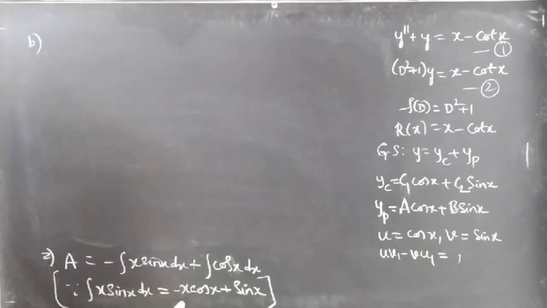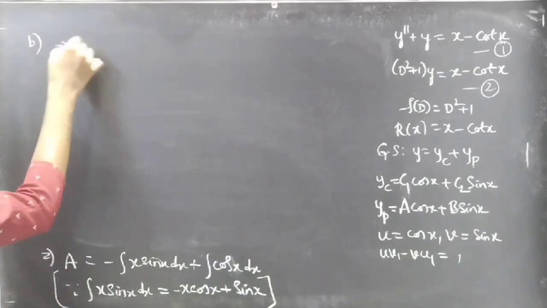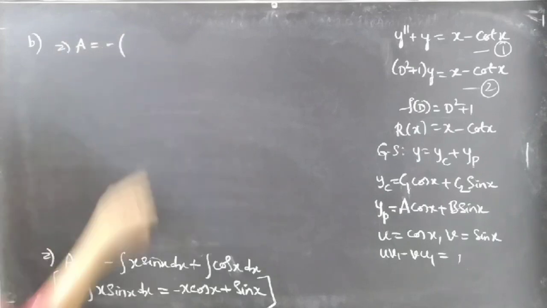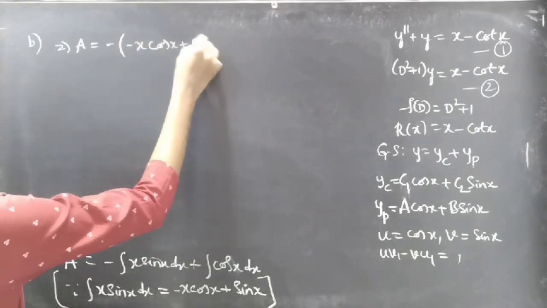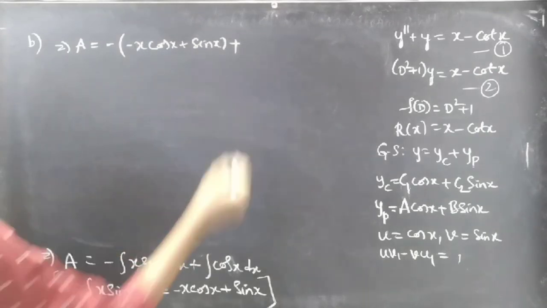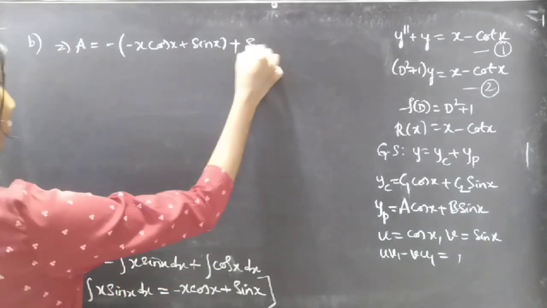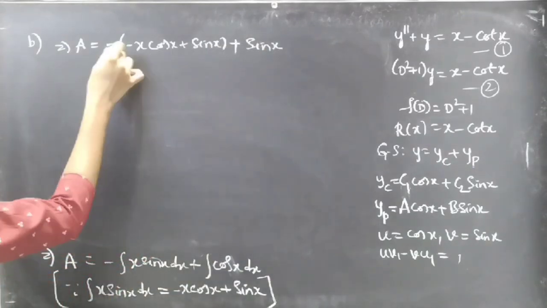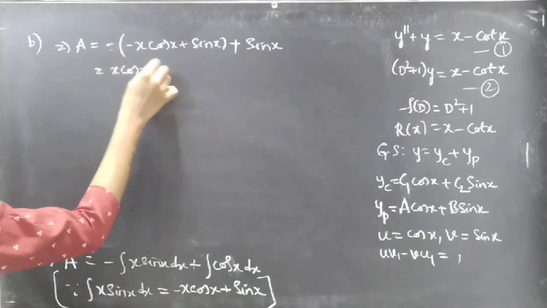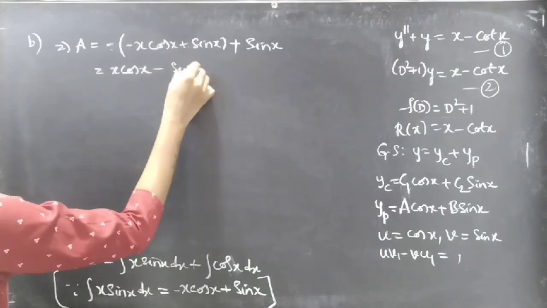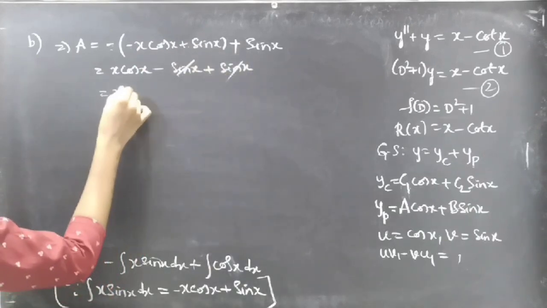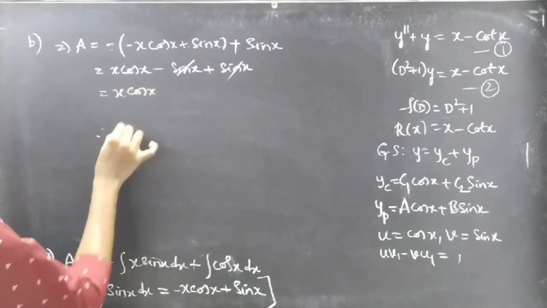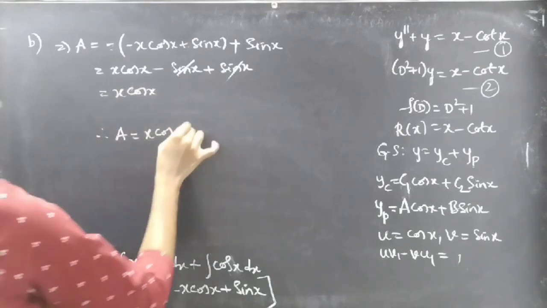Since the integral of x sin x dx is minus x cos x plus sin x, this becomes A equal to minus of the integral of x sin x dx, which is minus x cos x plus sin x, plus the integral of cos x dx, which is sin x. This gives us plus x cos x minus sin x plus sin x. Here minus sin x plus sin x gets cancelled and you'll get x cos x. Therefore, A equals x cos x.